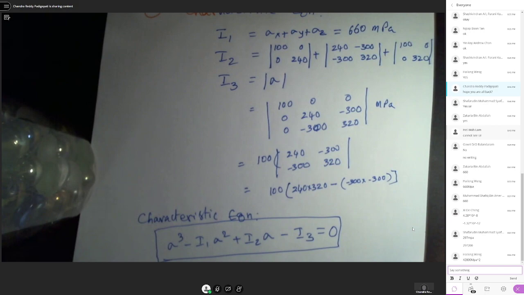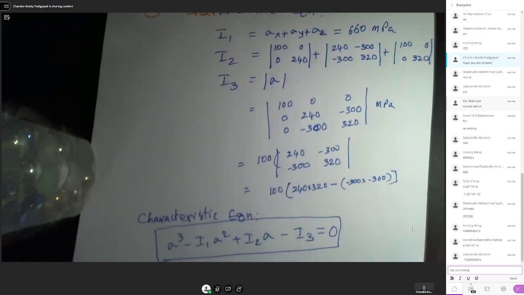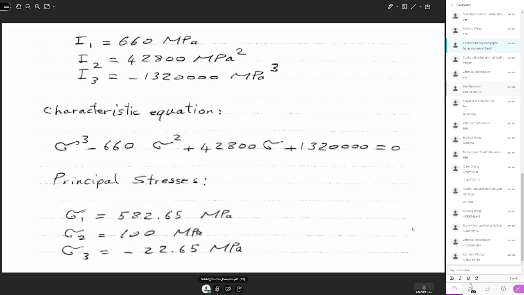Okay, Heilong is giving 42,800 megapascal square. That unit is correct. All right, so I'll confirm the answers. Zakaria is giving that should be megapascal cube, right? Okay, so your I2 is 42,800 megapascal square. So your I3 is, of course, I think you're giving the correct answer, negative 132 double zero, four zeros megapascal cube.